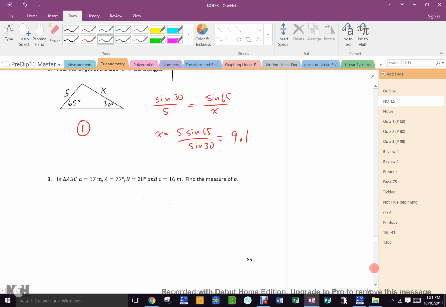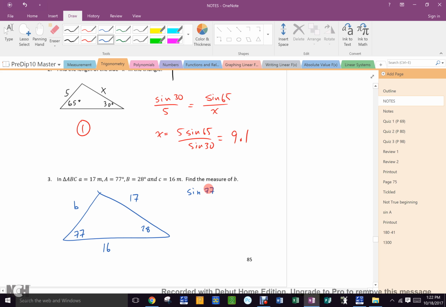Next one. 3. Triangle ABC. Does it matter how I draw it? No. Absolutely not. Except I got to choose A. If I'm going to make that 77, then where does the 17 go? Left, right, or bottom? Right. And if I make this 28, where does that put the 16? Left or bottom? Bottom. Excellent. I want to find B. Where's B? Over here, right? Yes. Did I even care about that? Maybe. Let's check.